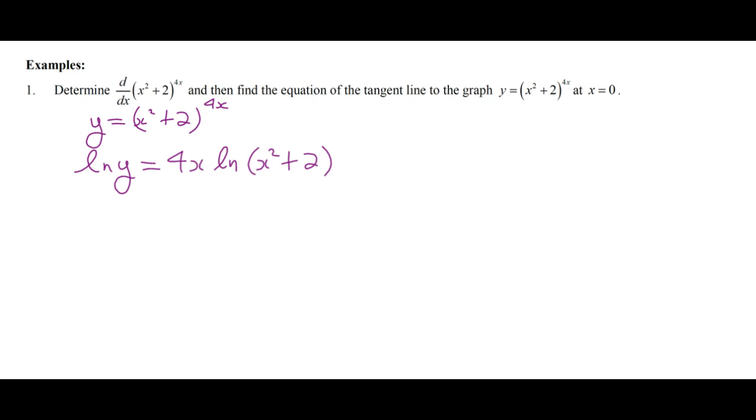Okay? Anybody shocked by that? It's like, oh, wait. That's how it works when I'm doing logs: the next line just becomes the power moved in front. If the power is an expression, make sure it comes down as an expression in parentheses. Okay, so what's the derivative of ln y?